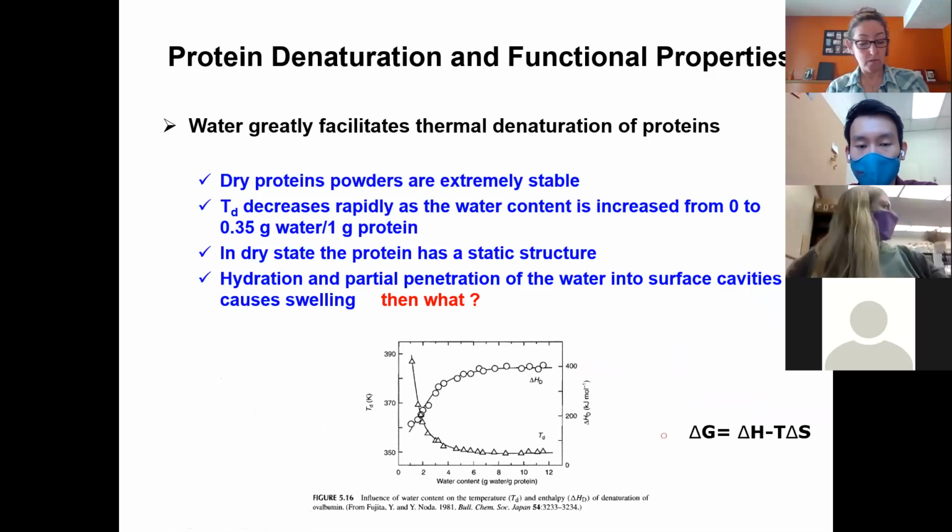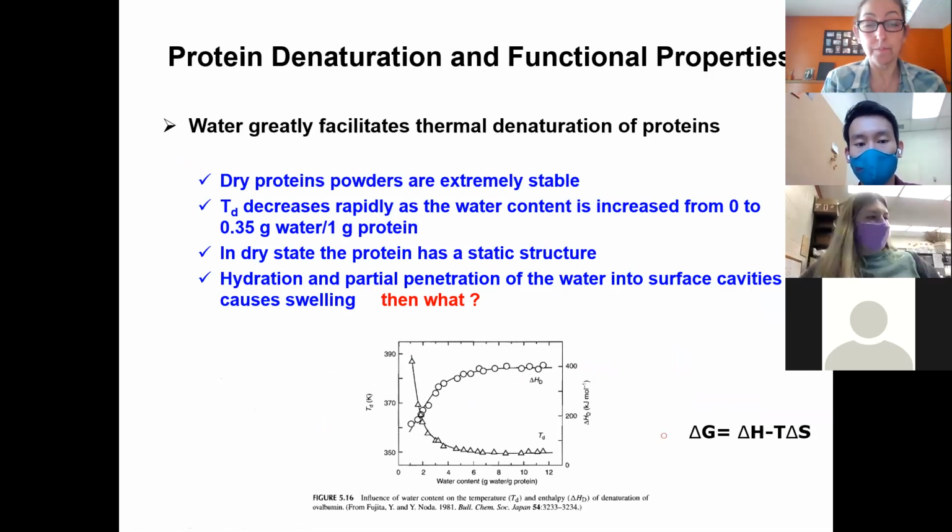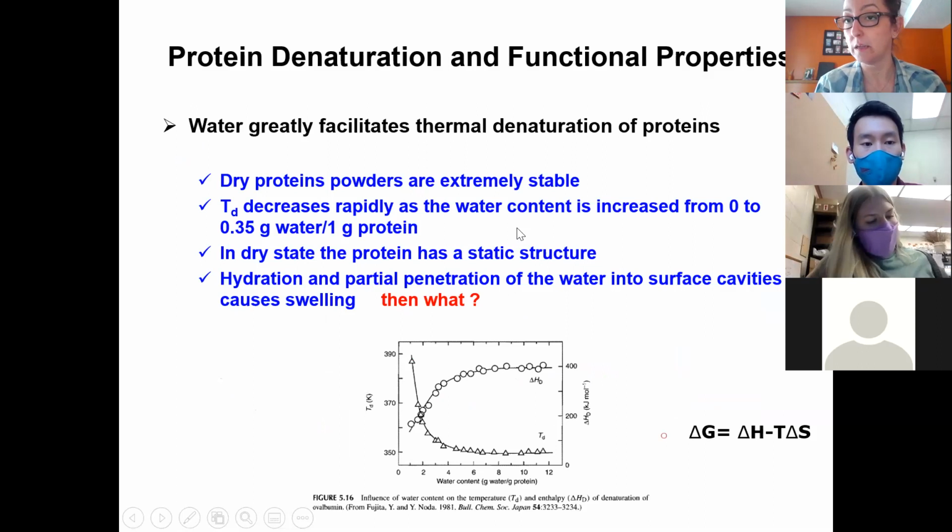All right, so here's where we talk about water and the impact of water on denaturation. So water impacts denaturation, thermal denaturation. Dry protein powders are relatively very stable. However, the temperature of denaturation decreases rapidly as the water content increases.